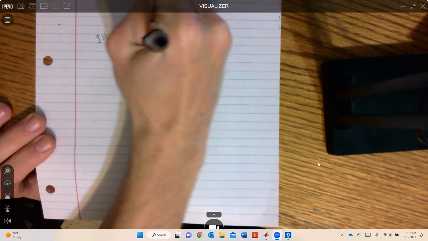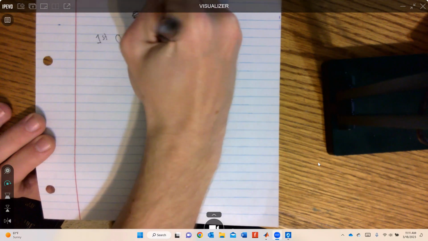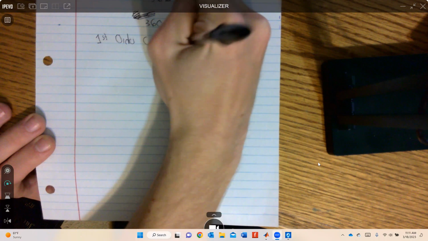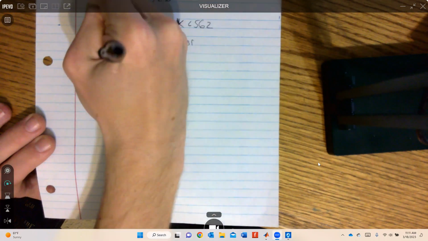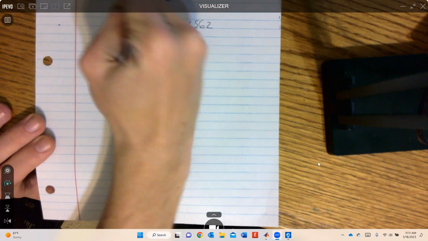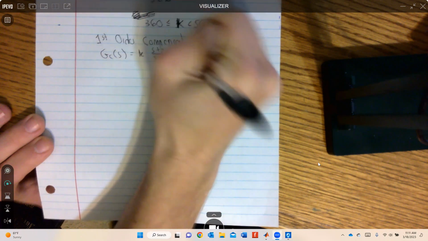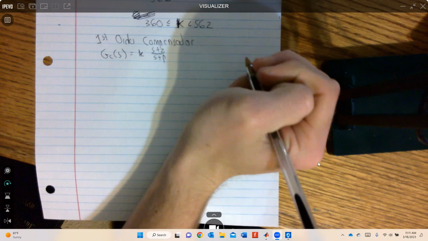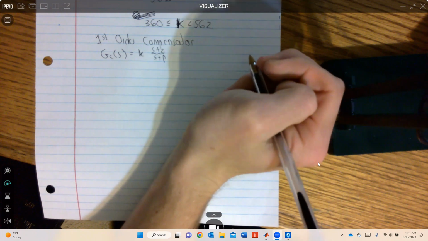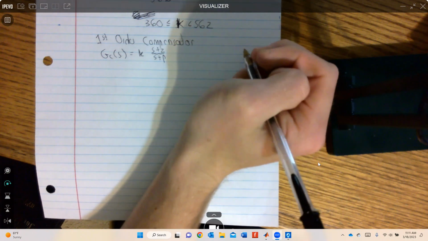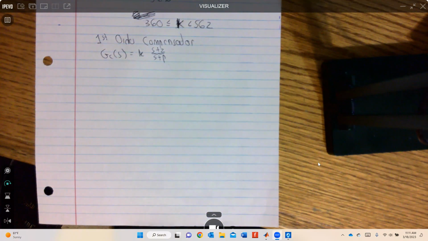But for a first order compensator, what we actually have to determine is that it's in the format GC of S is equal to K times (S plus Z) all over (S plus P). So we have a lead and a lag compensator. We're going to focus on phase lead to start out. Phase lead is important, so let's look at how we're going to solve a phase lead system.